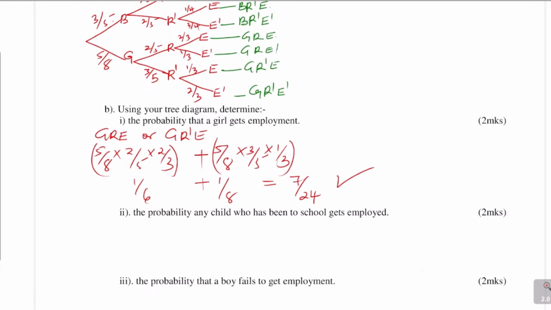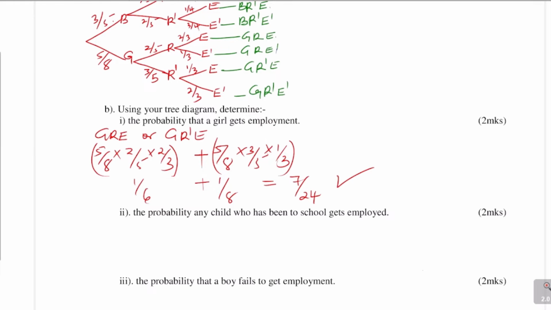Part 2, the probability that any child who has been to school gets employed. For this question, the probability that you have been given is for the boy and the girl reaching Form 4. But that does not mean that they never went to school. They have been to school, only that they never reached Form 4. So when you're getting the probability that any child who has been to school gets employed, it is either the one who finished Form 4 or the other one who didn't finish Form 4. Because by whatever you're given here, the only thing that we have is that they never reached Form 4 or they reached Form 4, but they have been to school.